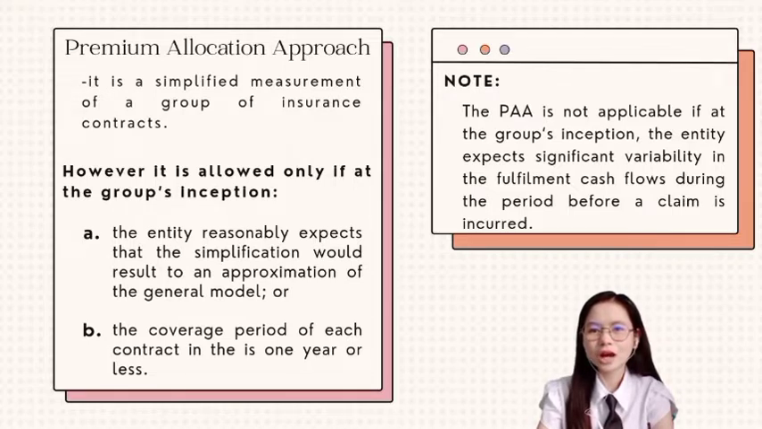Subsequently, the carrying amount of the liability is the carrying amount at the start of the remaining period plus the premiums received in the period, minus the insurance acquisition cash flows, plus amortization of acquisition cash flows, minus the amount recognized as insurance revenue for coverage provided in the period, and minus any investment component paid or transferred to the liability for incurred claims.